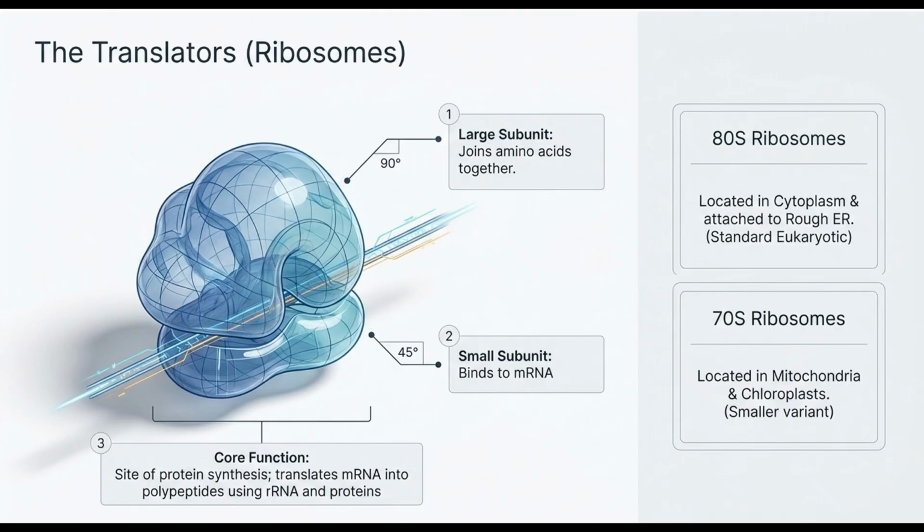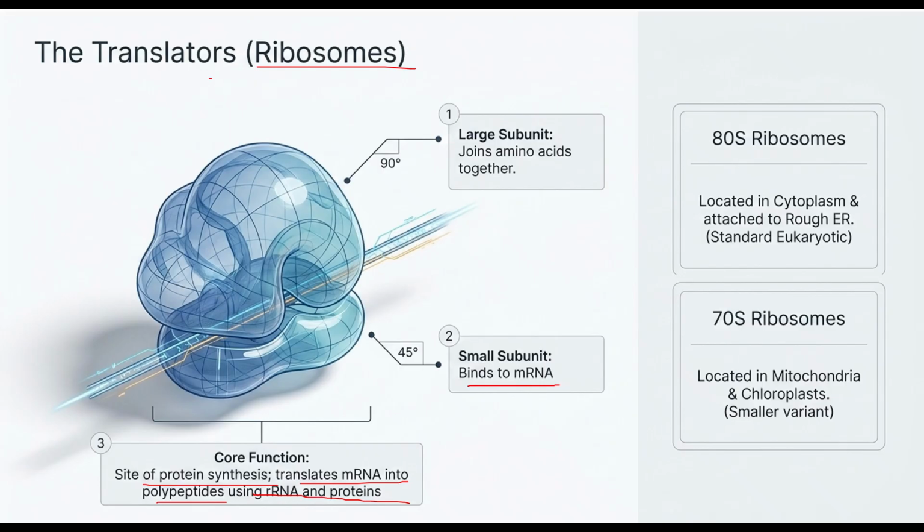Now let's learn about the ribosomes, the translators. Ribosomes are the sites of protein synthesis, right? Their main function is to translate the genetic instructions carried by messenger RNA into chains of amino acids called polypeptides. They translate mRNA into polypeptides using rRNA and proteins. Each ribosome consists of a large and small subunit made from ribosomal RNA and proteins. The small subunit binds to the messenger RNA.